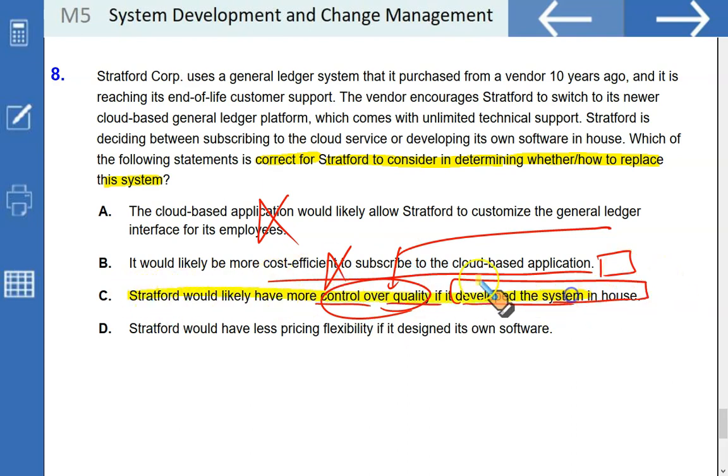Why not D? Stratford would have less pricing flexibility if it designed its own software. Well, if you are purchasing large software, getting a large system, it will be expensive, but there is an element of negotiation. You can be more flexible in pricing. So this is incorrect.